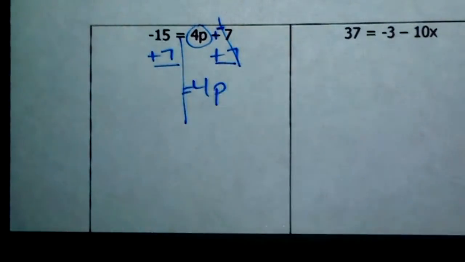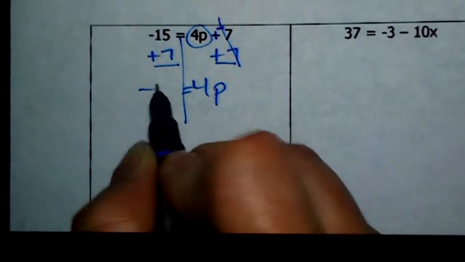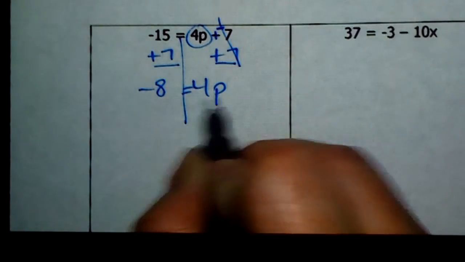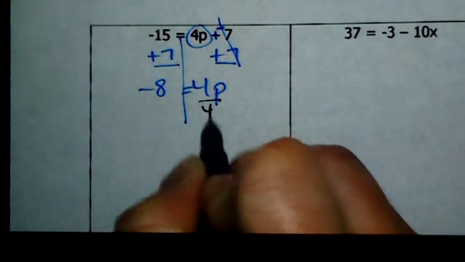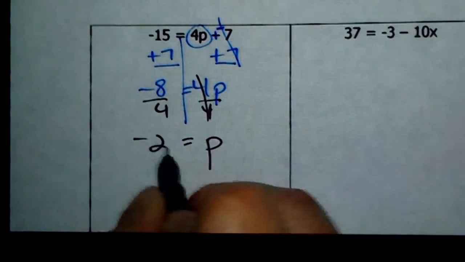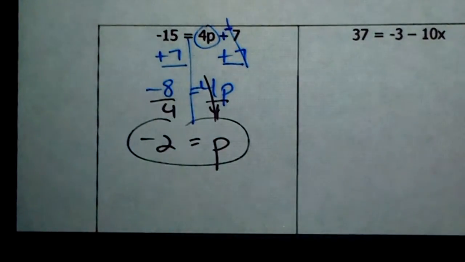And now I have negative 15 plus 7. That's negative 8. Because when you are adding unlike signs, you have to subtract and take the sign of the greater digit. To get rid of this 4 that's being multiplied, I need to divide by it. So p is negative 2. Because negative 8 divided by 4 is negative 2.